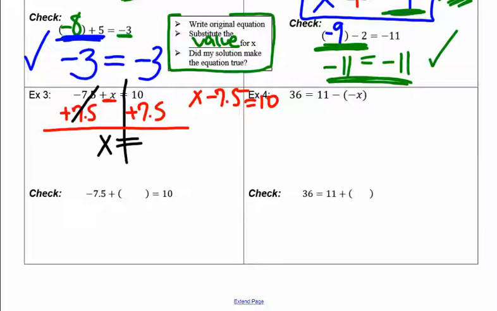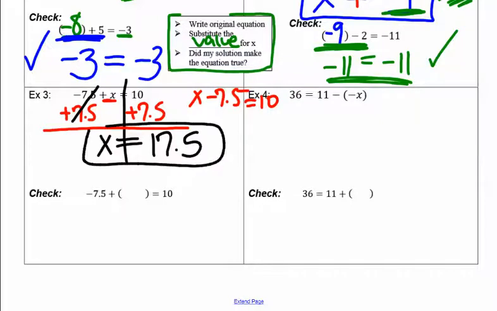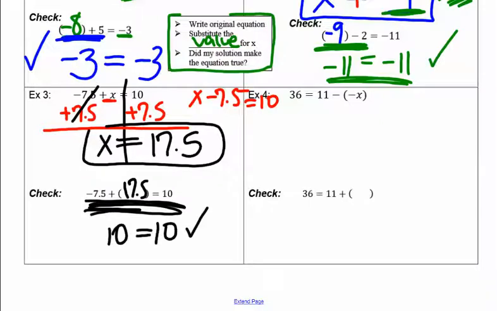Now 10 plus 7.5, we get 17.5. Let's go and plug that in. For x, I write my original equation, negative 7.5 plus, and then instead of writing x, I'm going to plug in my answer. When I go to work this out, we can use our calculators if we want. We get 10 does equal 10. I'm good.